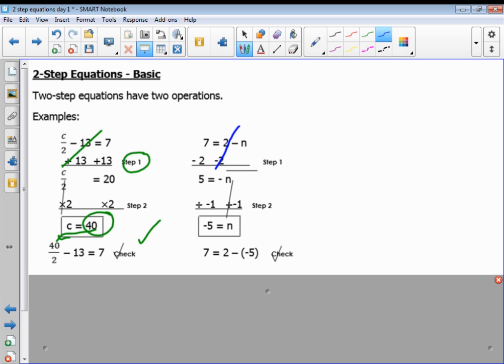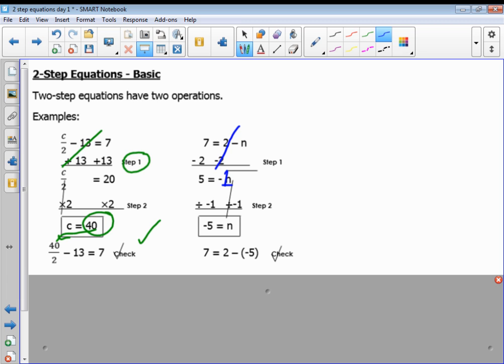Now, the most important thing here, n does not have a number in front of it, so we need to put one there. Anytime there is not a coefficient in front of it, we need to add a 1. So instead of saying negative n, we're going to put negative 1n. Now this shows me my variable is not by itself, so for step 2, I need to divide both sides by negative 1. In the end, I get negative 5 is equal to n.